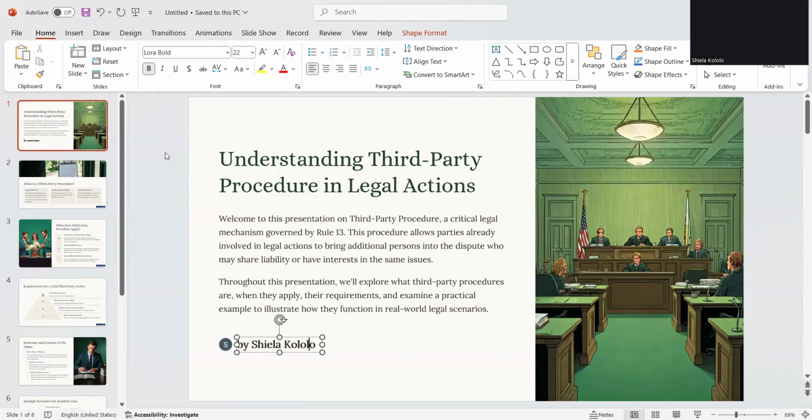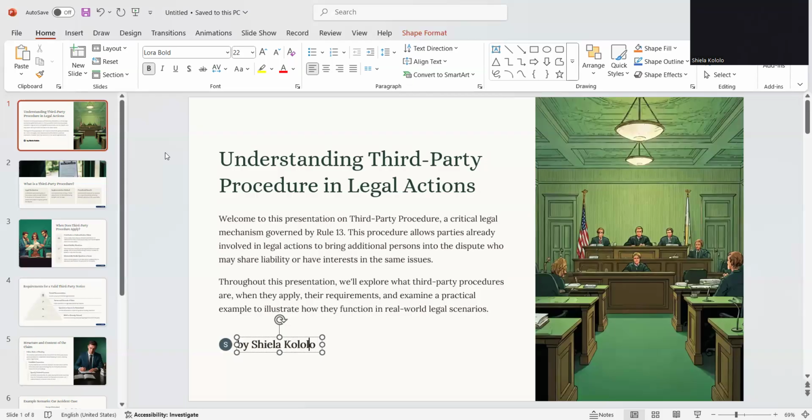So for tonight, I have what we call a third party procedure. It is governed by Rule 13 of the rules. So what is a third party procedure? A third party procedure is a procedure that allows a party already involved in a legal action to bring an additional person into the dispute who may share liability or have interest in the same issue, right? So what we are basically saying here is maybe I'm being sued as Sheila, right?